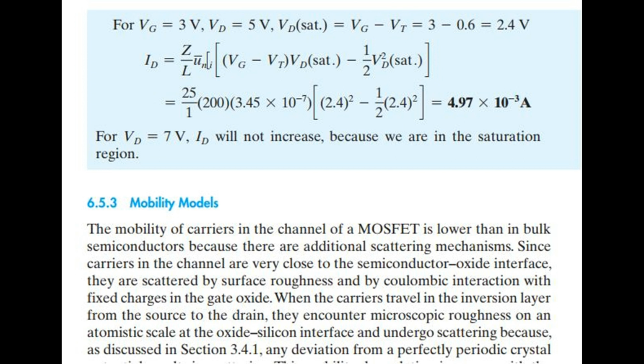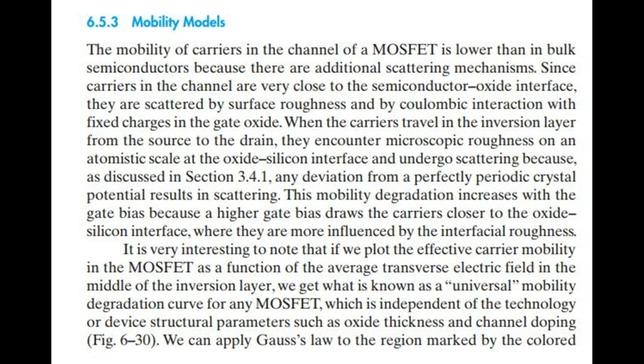When the carriers travel in the inversion layer from the source to the drain, they encounter microscopic roughness on an atomistic scale at the oxide-silicon interface and undergo scattering because, as discussed in section 3.4.1, any deviation from a perfectly periodic crystal potential results in scattering. This mobility degradation increases with the gate bias because a higher gate bias draws the carriers closer to the oxide-silicon interface, where they are more influenced by the interfacial roughness.